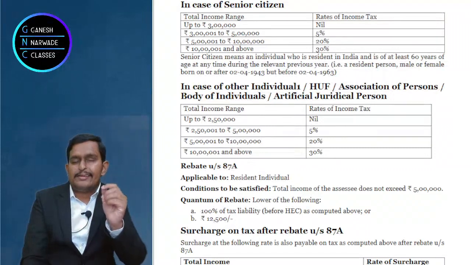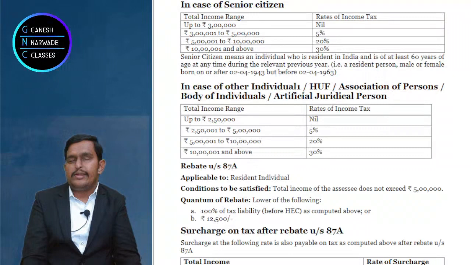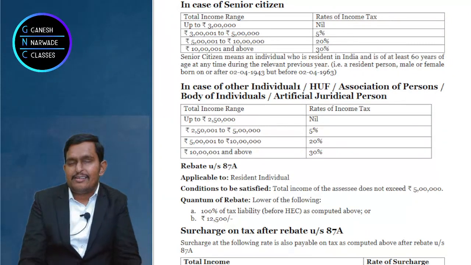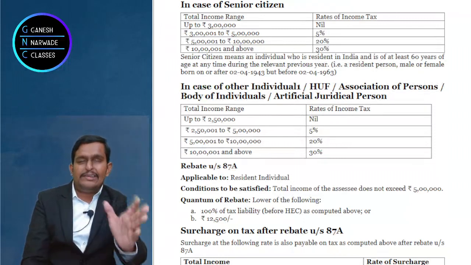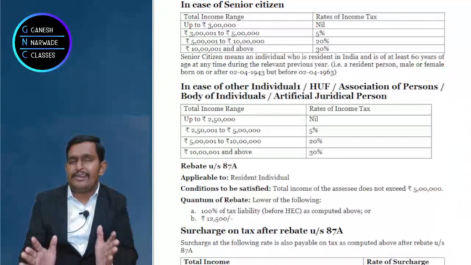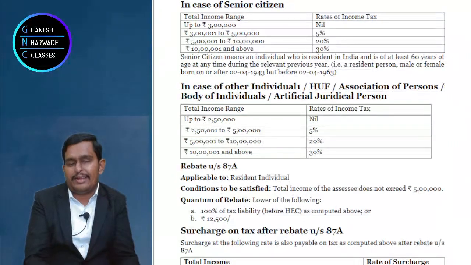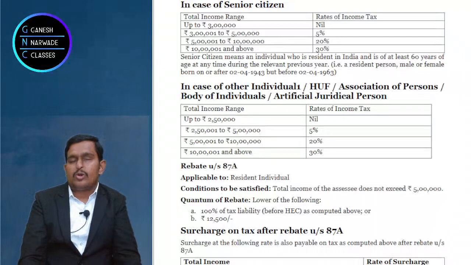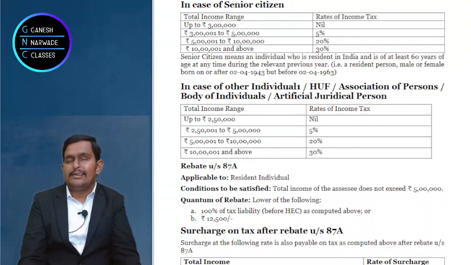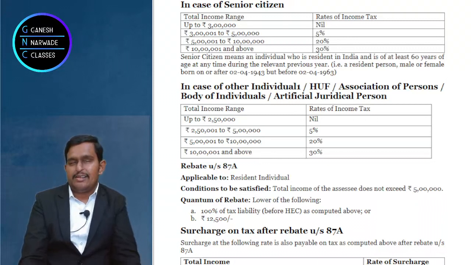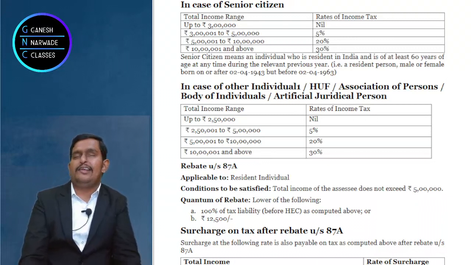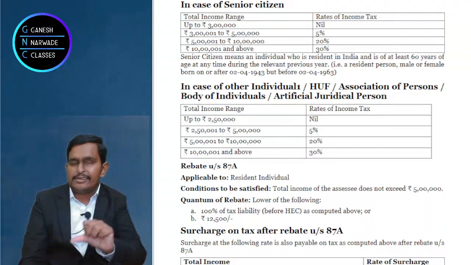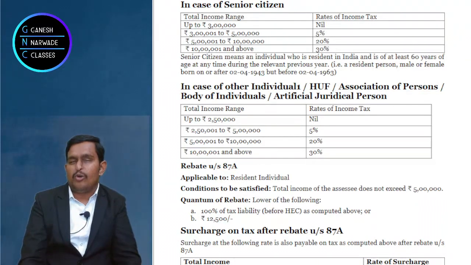Now, those resident individuals whose age is below 60 years. Men or women, no differentiation, all are treated equally in income tax. So, resident individual below 60 years, non-resident irrespective of age. Suppose somebody is a non-resident 90 years, still I am going to discuss the rate that will be applicable.